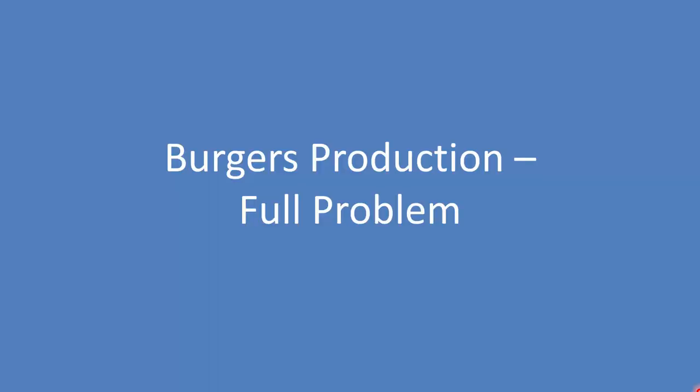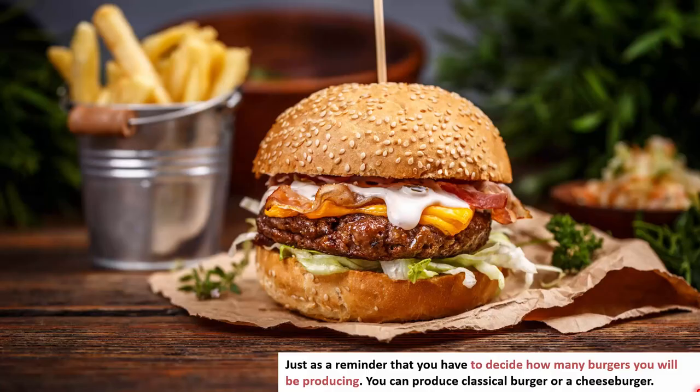In this lecture, we'll try to get everything together. So the goal function and the constraint, and we'll move on to solving it in Excel. So just as a reminder, we have to decide how many burgers we will be producing. And there are 2 types of burgers that we consider. So the classical one and a cheeseburger.